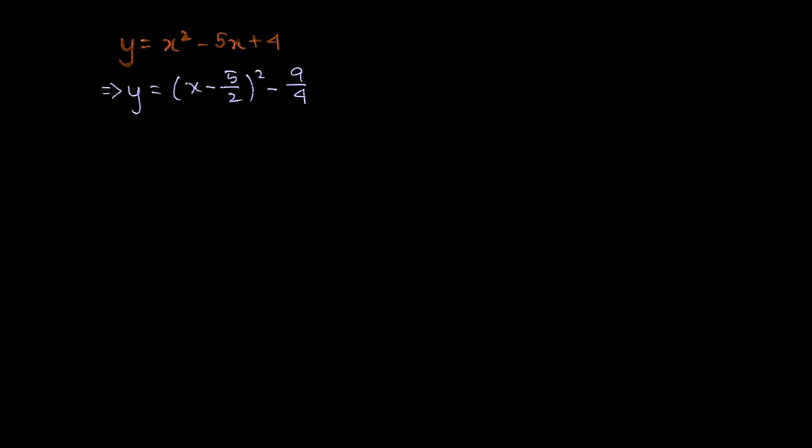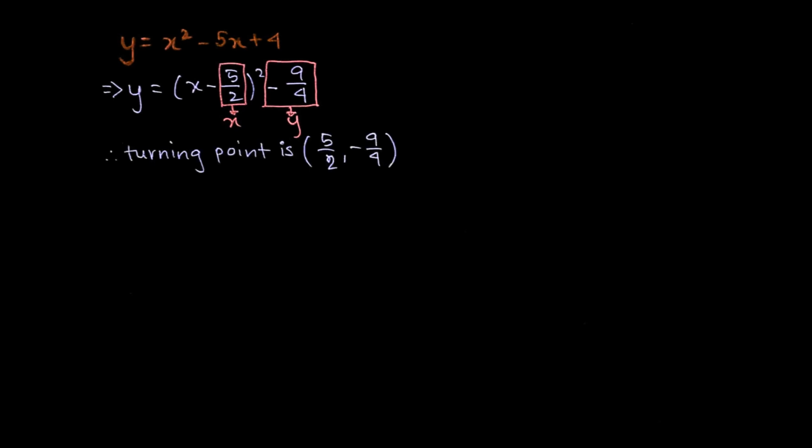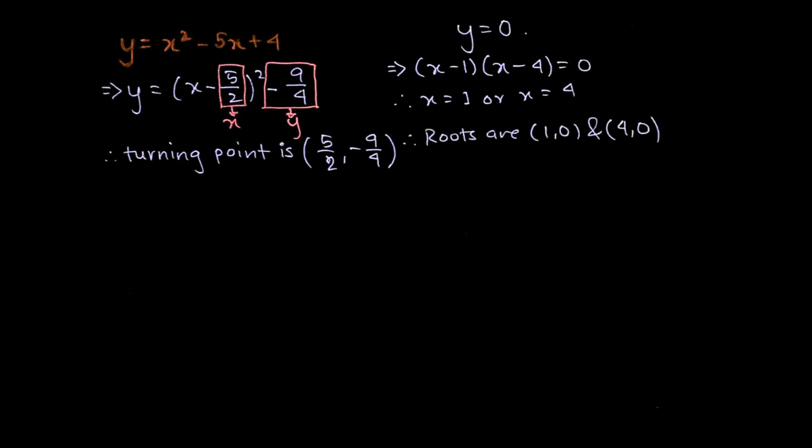First, we find the turning point, for which we need to express our equation in the completed square form. From here, we can say that 5/2 and -9/4 are the x and y coordinates of the turning point. So the turning point is (5/2, -9/4). Since it is the minimum curve where the coefficient of x² is positive and the turning point has a y coordinate which is negative, we know that there are parts where the curve cuts the x-axis.